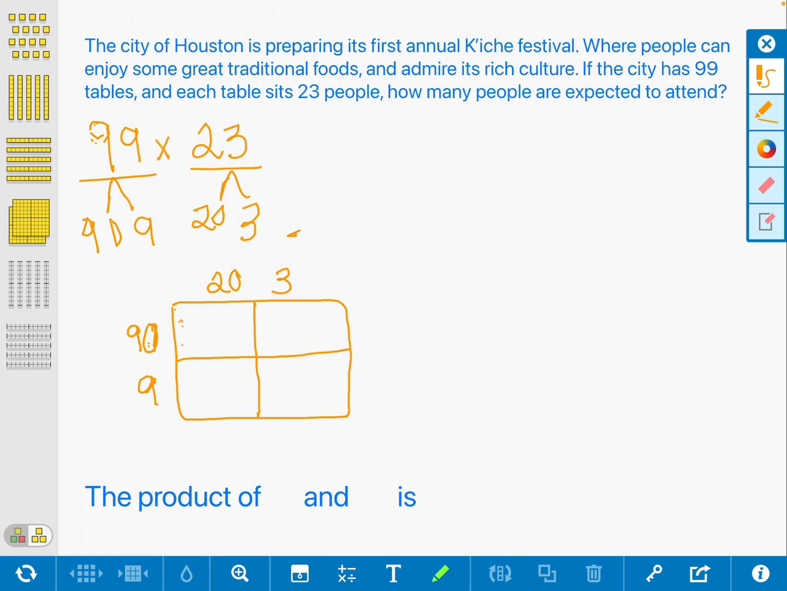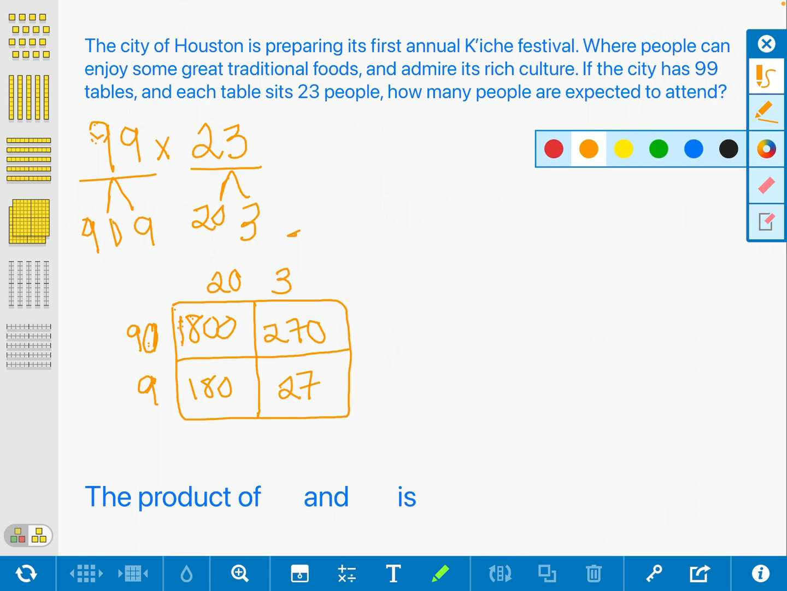90 times 20 is 1,800. 9 times 20 is 180. 90 times 3 is 270. And 9 times 3 is 27.